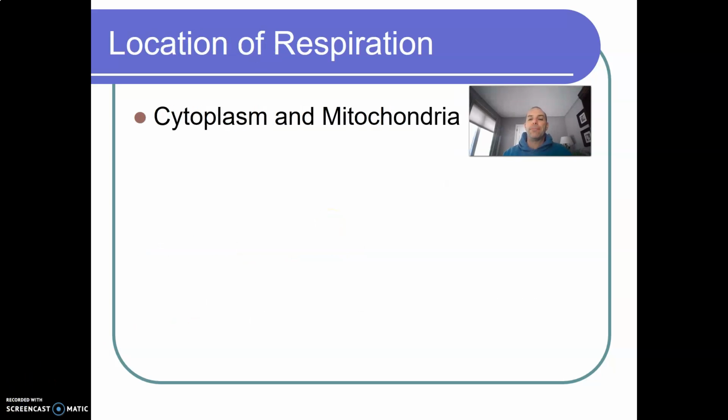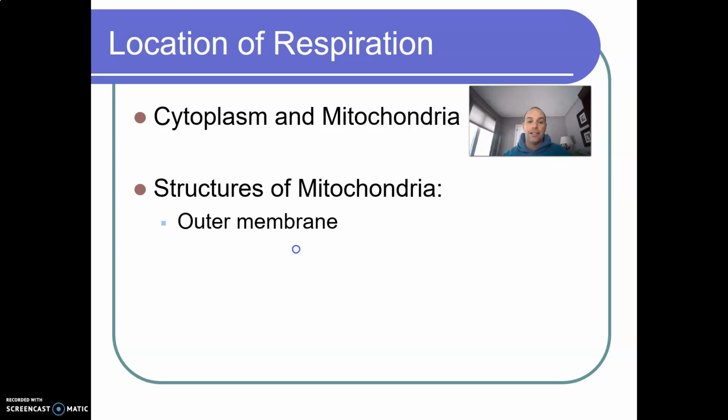So where does respiration take place? Well, we know that photosynthesis takes place in the chloroplast and the thylakoids and in the stroma, depending upon what cycle you're talking about. This one takes place in the cytoplasm and the mitochondria. All right, here are some structures of the mitochondria. You have to be able to identify and label them on a diagram.